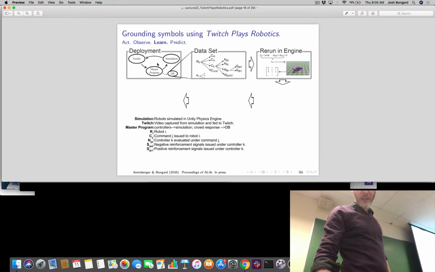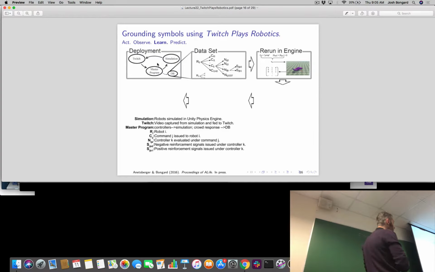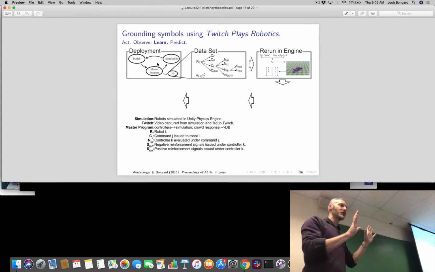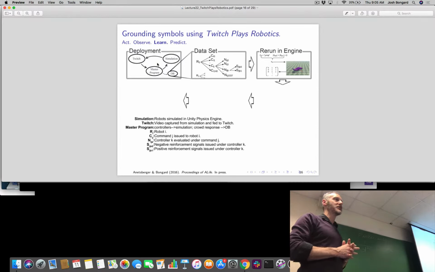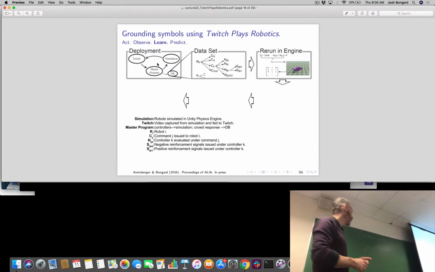Okay, let's push. So we're observing the data set now. After the fact, after we've collected all these random controllers, at least in version 1, can we now train these robots to learn or ground some of these commands?